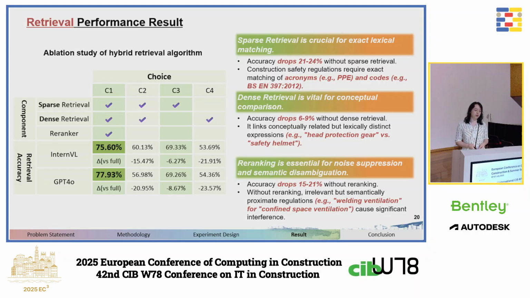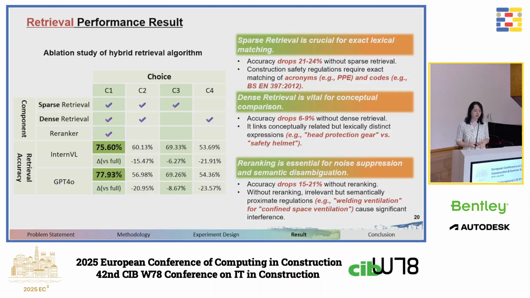Actually, the hybrid retrieval achieved around 78% accuracy, and the ablation study proves that all three components are very critical. If we do not include the sparse retrieval in this hybrid retrieval mechanism, the accuracy will drop about 24%. So BM25 is essential for extracting the codes and also the abbreviations. For the dense retrieval, if we don't have it, the accuracy will drop about 9%. So it is vital for linking concepts such as head protection gear and safety helmet.